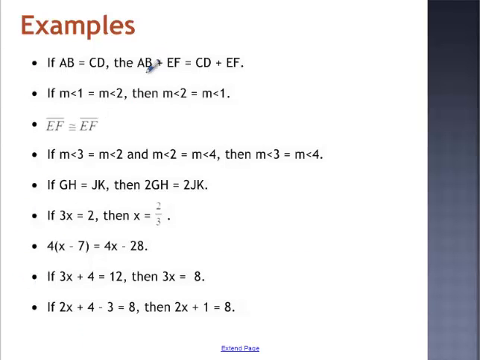Okay, so let's check our answers. We started with AB equals CD, and then we added EF to each side. Since we added something, it's addition. Measure of angle 1 equals the measure of angle 2, which means the measure of angle 2 equals the measure of angle 1. They flipped around, which means it's symmetry, so it's symmetric.